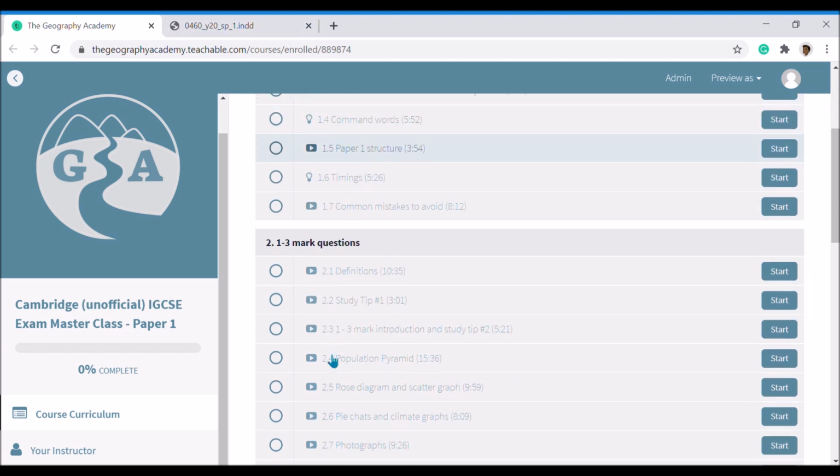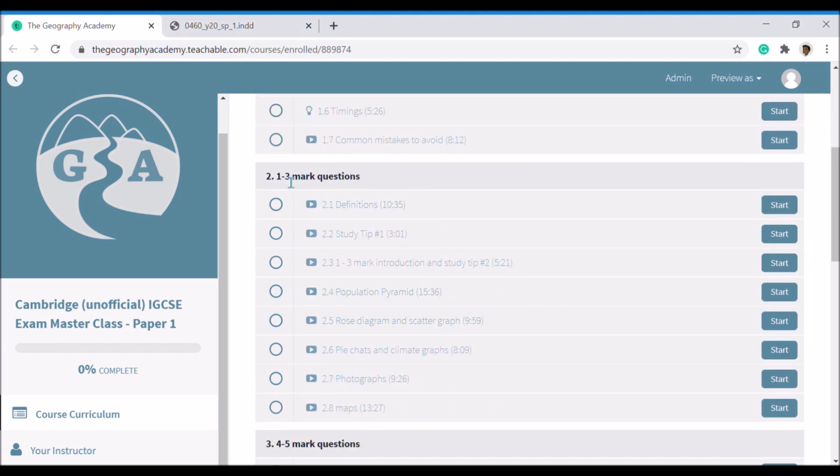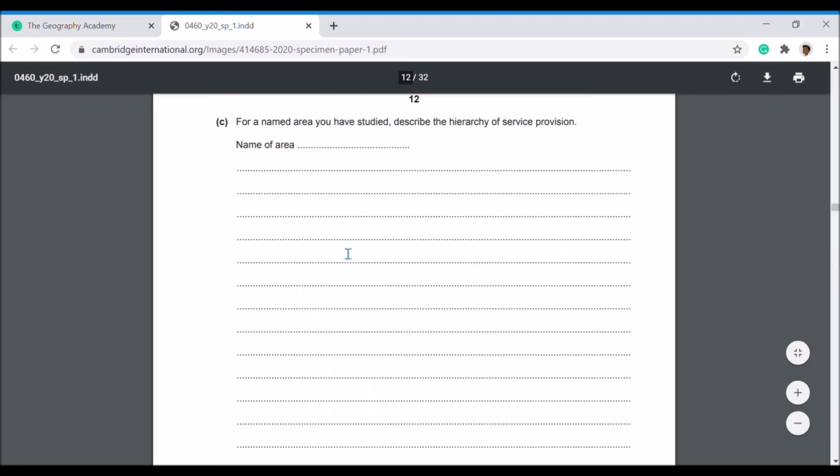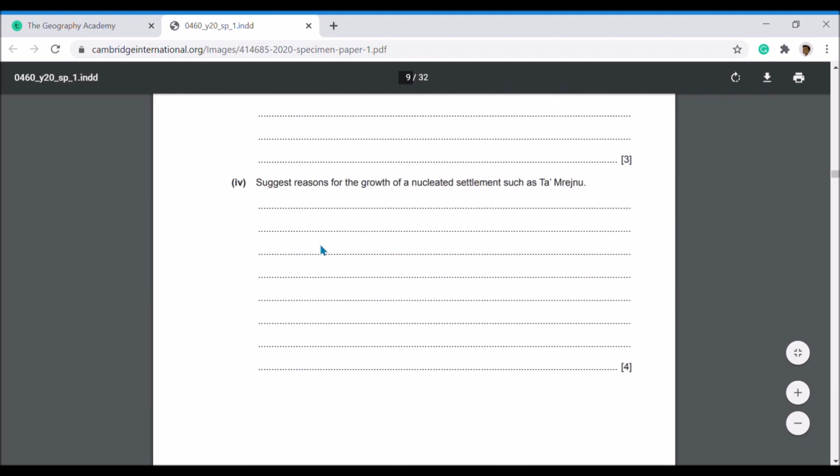Now, moving on to the next section, which is about 1 to 3 mark questions, you're going to have lots of resources, and it's really important to know how to use them. There are actually quite a lot of videos talking about different sections in the course for the 1 to 3 mark questions. So let's take a look at those and see what they're all about.